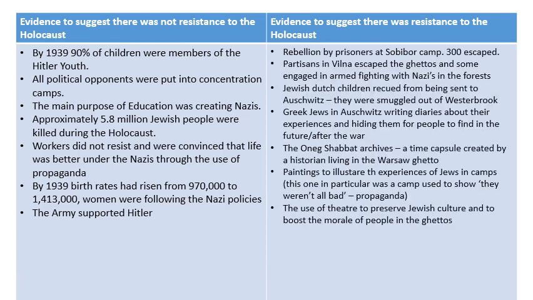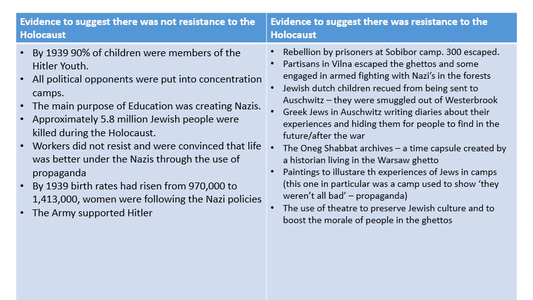All right, final bit from me then. So this is the completed right-hand side of the table that I've just done, the same as you guys. I read the sources exactly the same as you. Each bullet point covers each of the sources in the order that they were. So going right back to the start, you've got the rebellion by the prisoners at the Sobibor camp. 300 of them escaped. The partisans in Vilna escaped the ghettos, and some of them engaged in armed fighting with the Nazis in the forest. That was that guerrilla warfare.